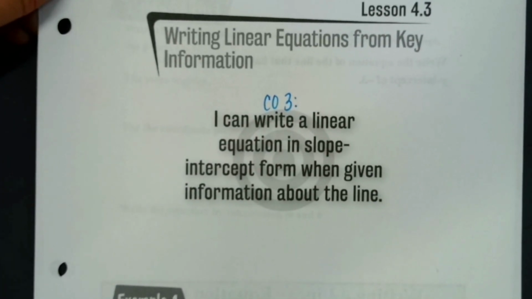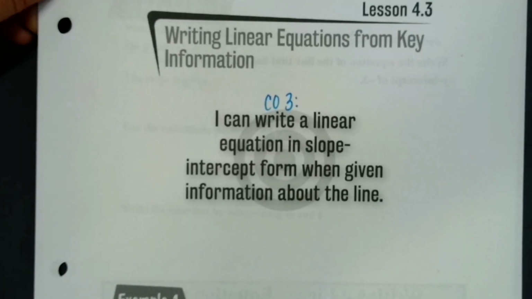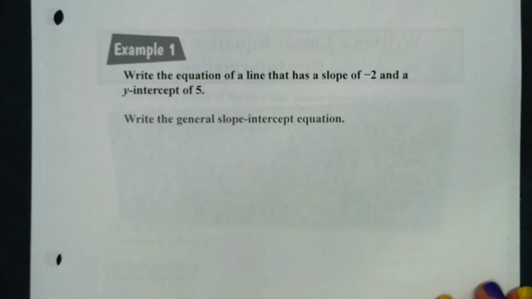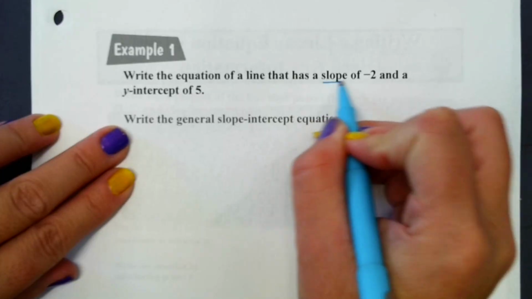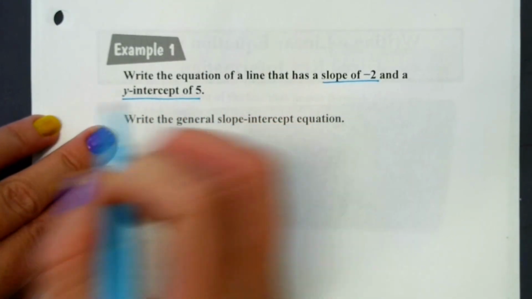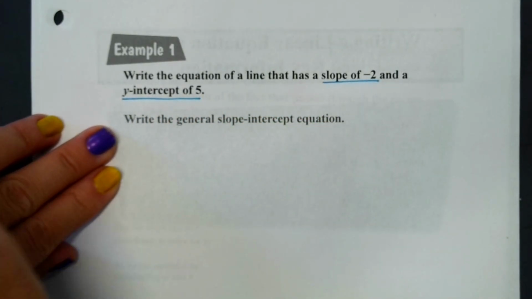CO3. You're going to learn CO3 and CO4 this week, so we're halfway through this unit already. Okay? I can write a linear equation in slope-intercept form when given information about a line. We're going to start off super basic, like with a level 1 problem. Write the linear equation with a slope of -2 and a y-intercept of 5. First of all, who can tell me what the slope-intercept form is?